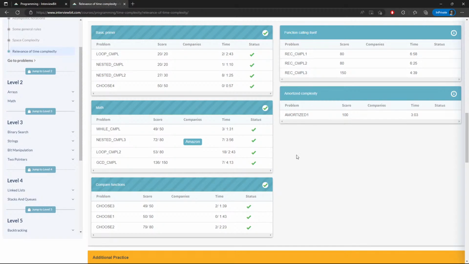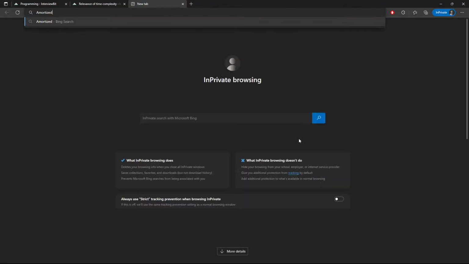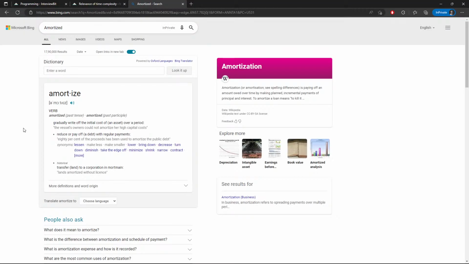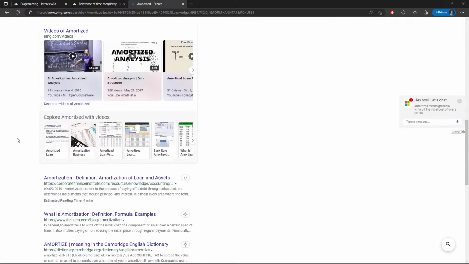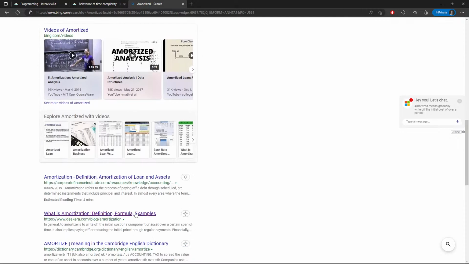Yeah. Recursion. I don't really want to do recursion right now. It's going to be so complex. Amortized complexity. What does amortized mean? Gradually write off the initial cost. Reduce pay. Okay. Paying debt.